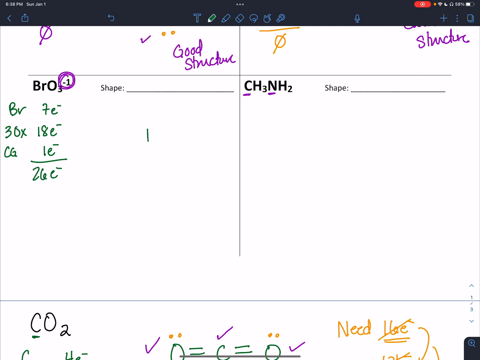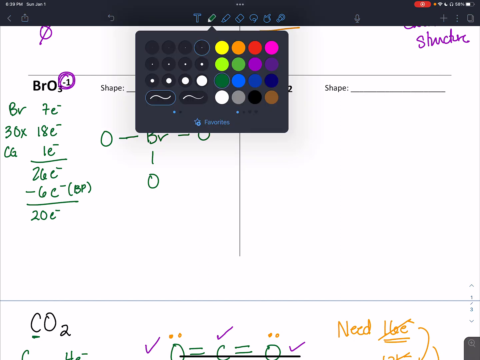So the skeleton structure is the same as before. The bromine's listed first, so you put that in the middle with the oxygens around it. Where you put those oxygens doesn't really matter. We've used 2, 4, 6 electrons in our bonding pairs, which means we have 20 electrons left to fill in our octets. So we go check for octets.